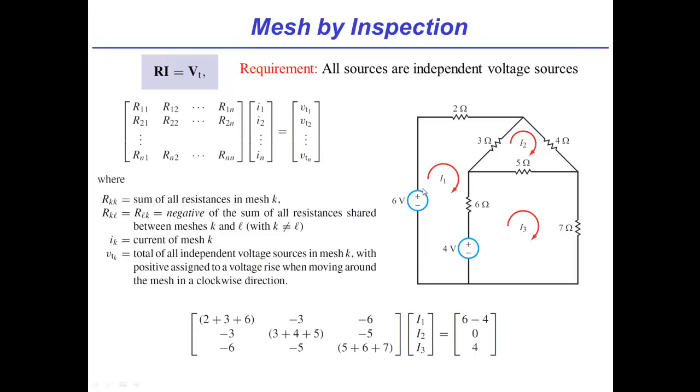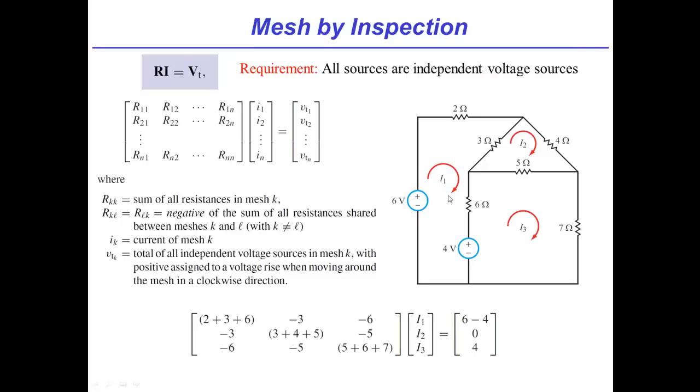Oh, shared. I actually made that mistake. I said between those nodes. That's a good catch by Vivek. So I apologize. Let me be clear. The sum of the resistances shared between meshes K and L. So if, for example, I take mesh 1 and 2, what's shared between mesh 1 and 2? It's this 3 ohm resistor. So the negative of that 3 ohm resistor you see is -3, no problem.